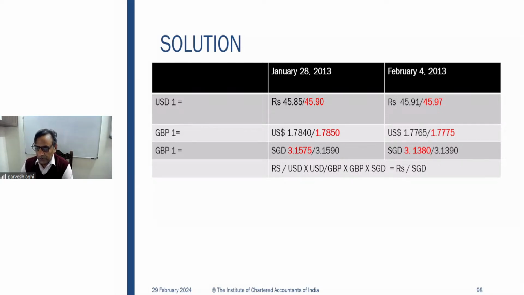Now, what we are going to do is, because there are 3 rates given, we are going to do rupee upon dollar into dollar upon Great British pound into pound upon Singapore dollar.